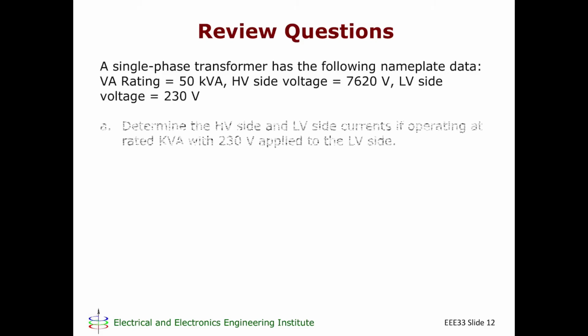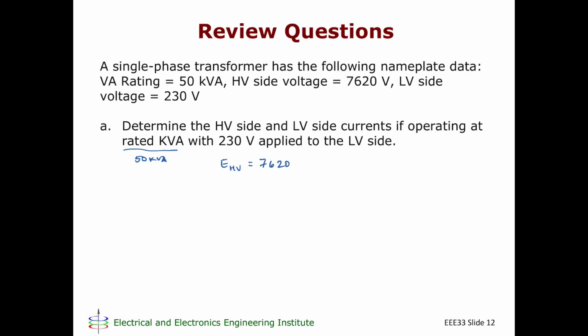So determine the high voltage side and low voltage side currents if operating at rated kVA. So meaning to say it's operating at 50 kVA with 230 volts applied to the low voltage side. So this means I'm using it as a step-up transformer. If I have 230 volts applied to the low voltage side, my E high voltage will be equal to 7620, because that is exactly the rating of the transformer.